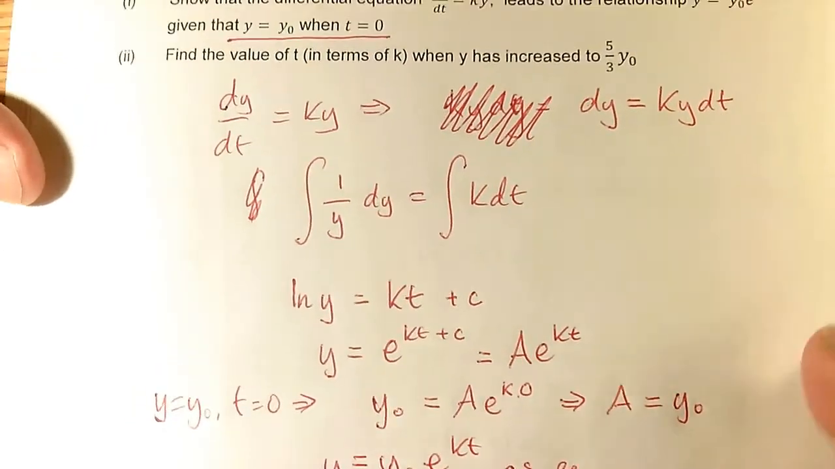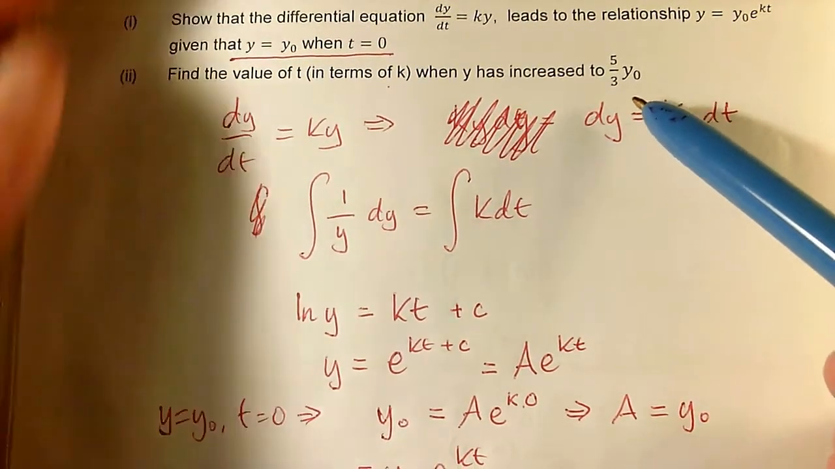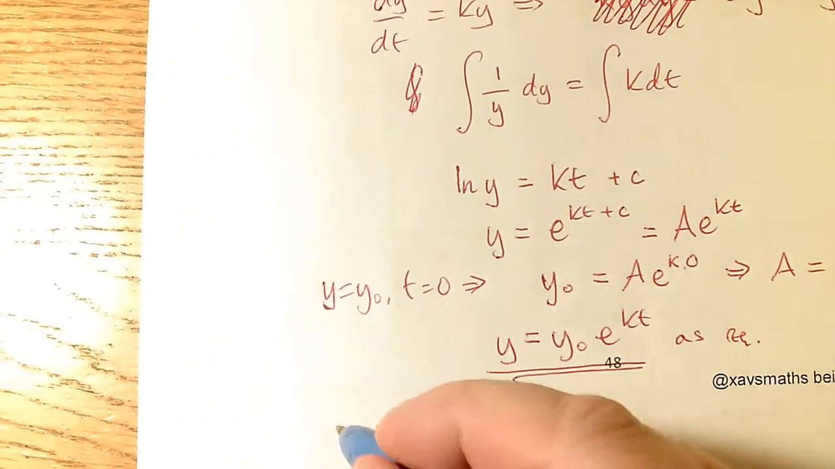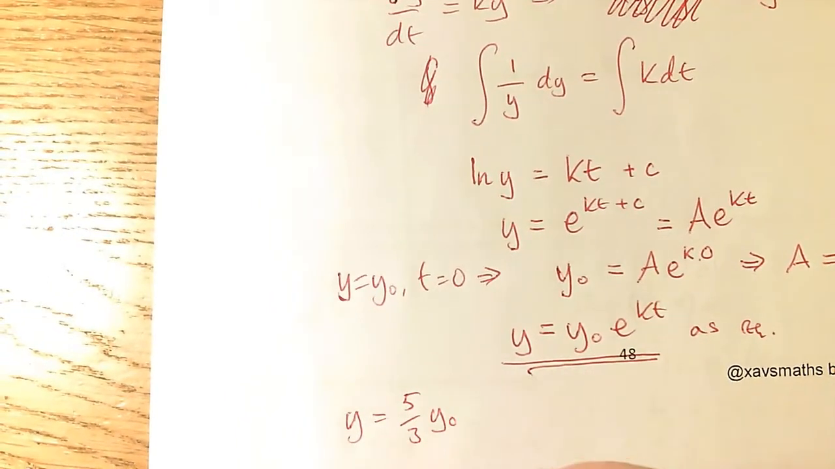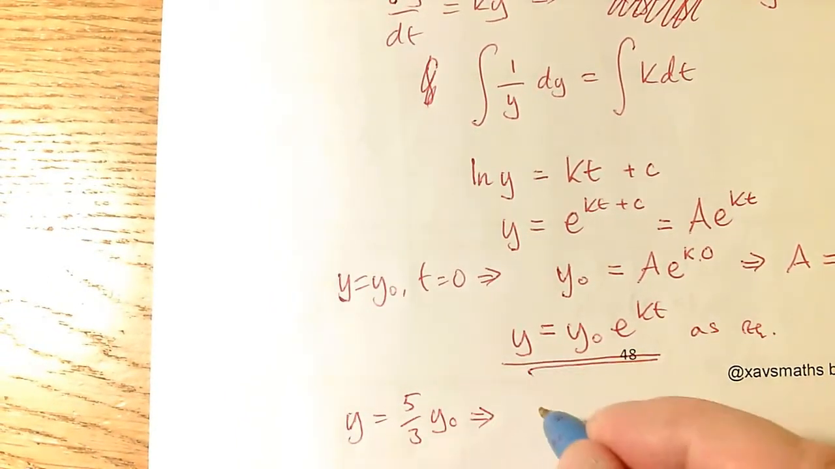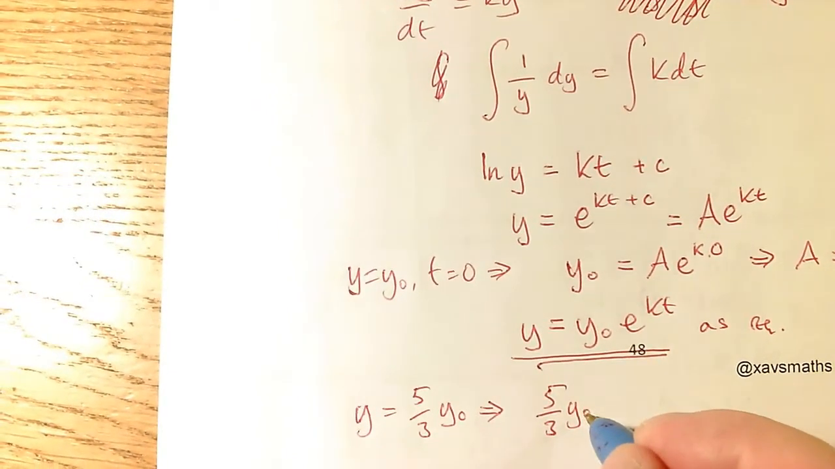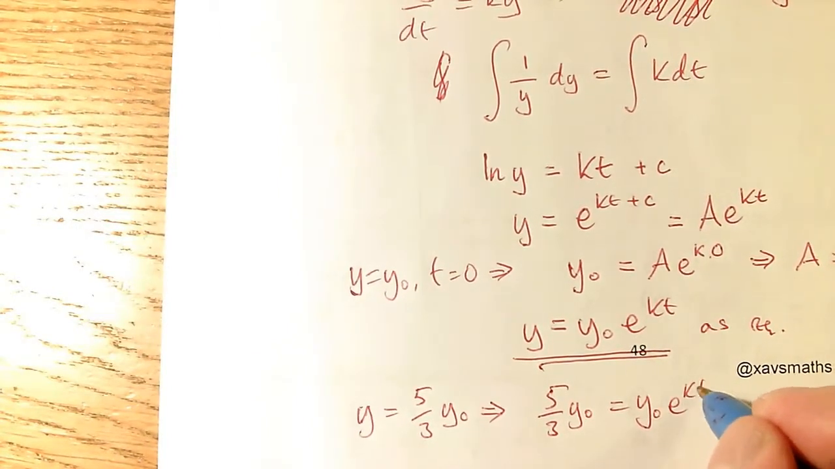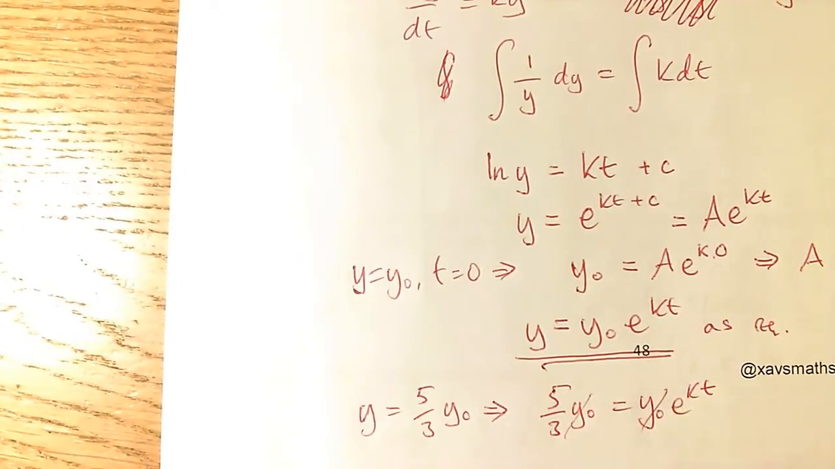And then for part 2, we've just got to find t in terms of k when y is increased to 5/3 y naught, which sounds horrible, but the fact they've got a y naught in it helps. y equals 5/3 y naught implies that, well, I plug it into the equation. So y has got to become 5/3 of y naught, and that's got to equal y naught e to the kt. And look what happens. The y naughts cancel, so that's quite common. So e to the kt equals 5/3.